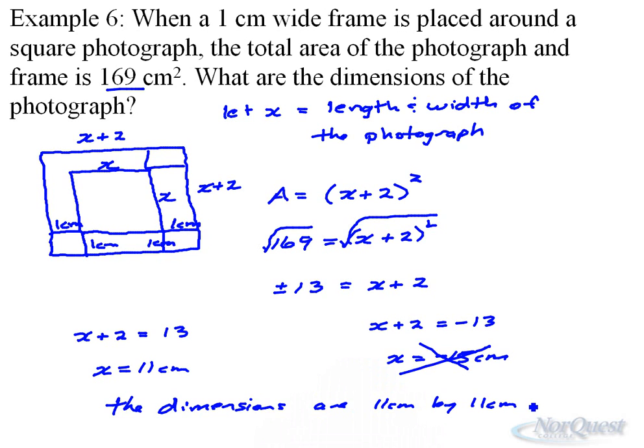And you could do a really quick check. If the picture is 11 by 11, you put a 1 centimeter border around the picture. That means you add 2 centimeters to each side. You would end up with 13 times 13, which is what the question says, 169 for an area.